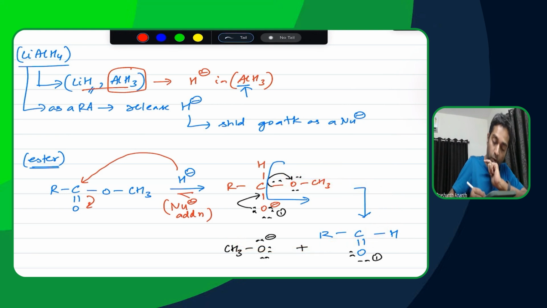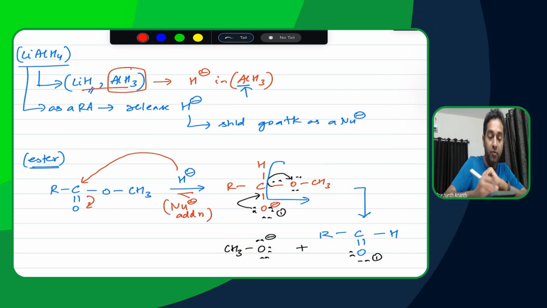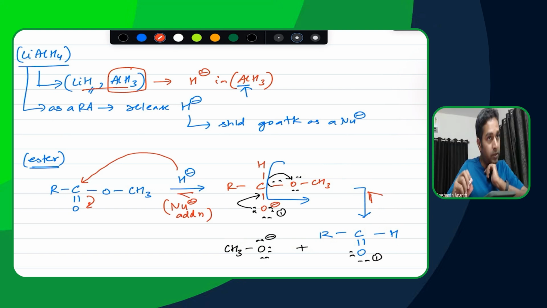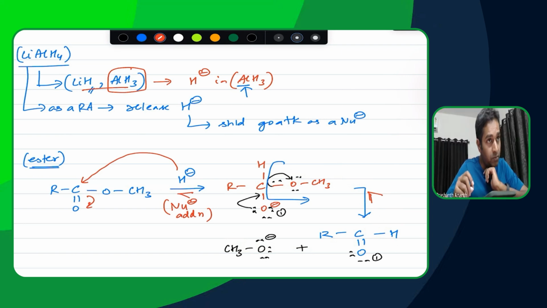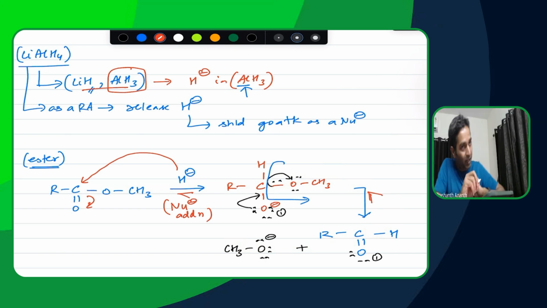Now think about what happened over here. Nucleophilic addition is reversible. Basically, this step which we are looking at currently is also reversible then. So does that answer your question before it even starts? Can the CH3O minus go attack again? Yes, of course. That is the reversible part there.